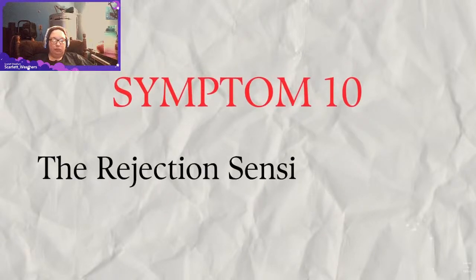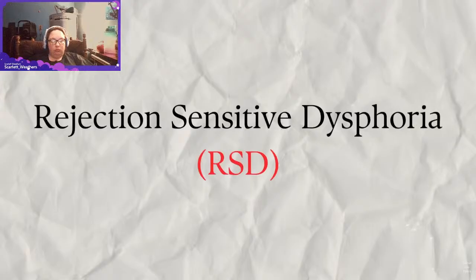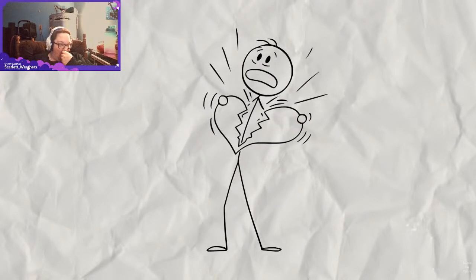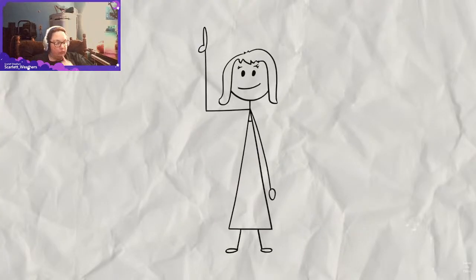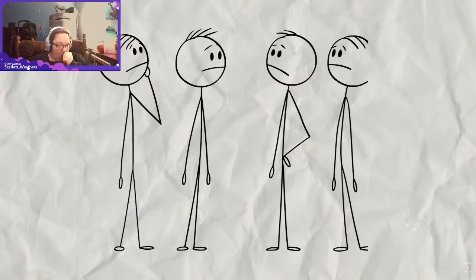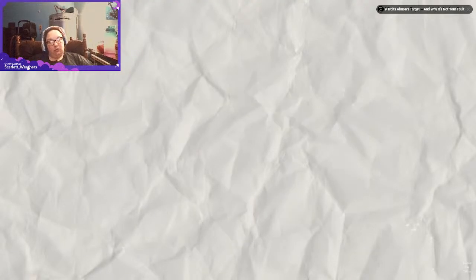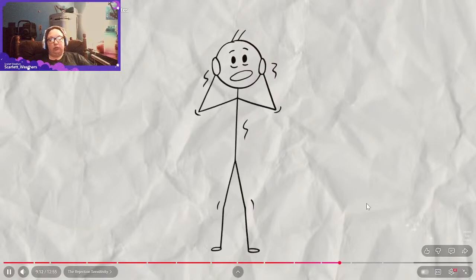Symptom 10, the rejection sensitivity, RSD. Rejection sensitive dysphoria, RSD, is an intense emotional pain in response to perceived or actual criticism, rejection, or teasing. While not a standalone diagnosis, it's a common and profoundly painful experience for many with ADHD. The emotional response is disproportionate to the event, leading to feelings of shame, intense sadness, or anger. It's like having an emotional sunburn, where even a gentle touch feels excruciating.